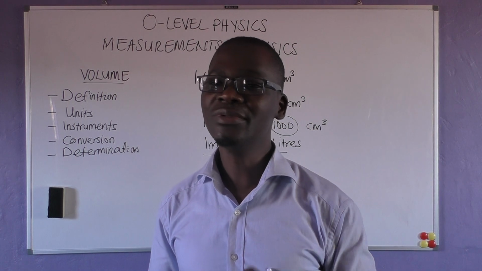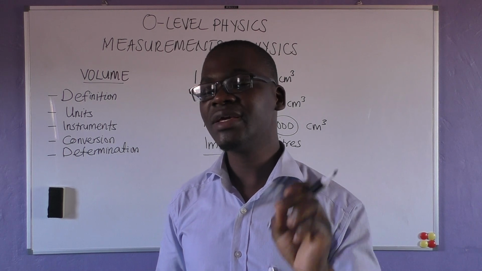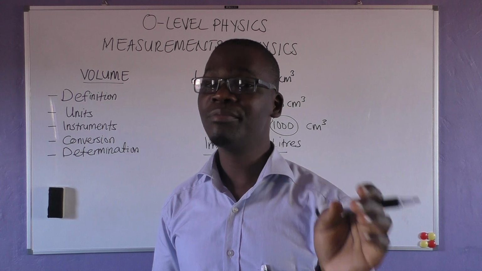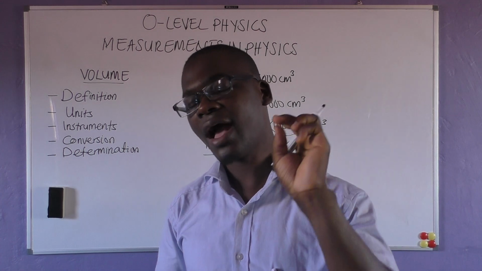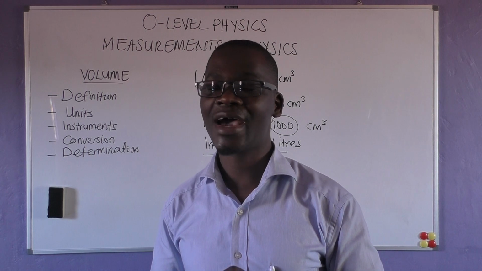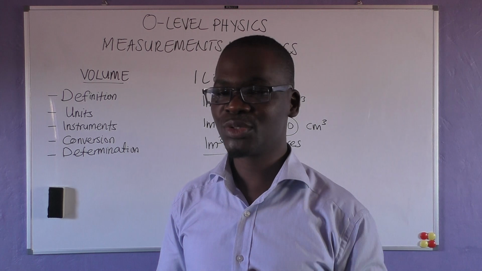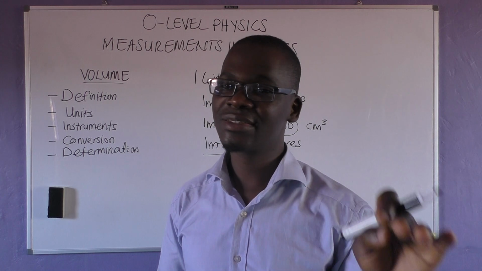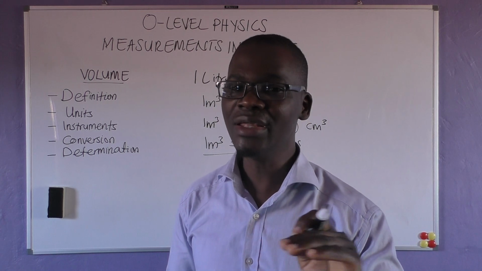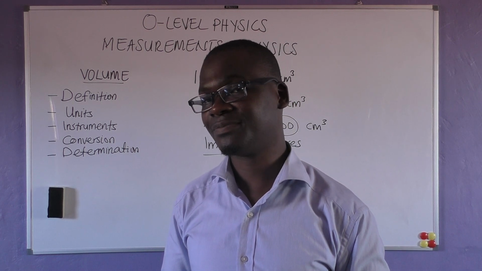We come to volume of a liquid. The volume of a liquid is simply determined by pouring the liquid in a clean, dry measuring cylinder. And since it is already calibrated, where the level of the liquid stops gives us the volume. So we just read the level of the liquid.